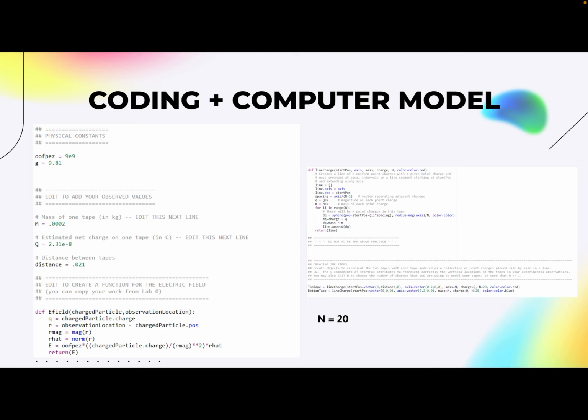Below is the GlowScript code used to create a computational model of the experiment. For our constants, we are using the charge on the tape that we just calculated as well as the distance between them that we just measured. We then create a function for the electric field, our line charges, and also create the lines of spheres representing our tapes. Here I've chosen to create 20 arrows and spheres to represent the summation of forces.